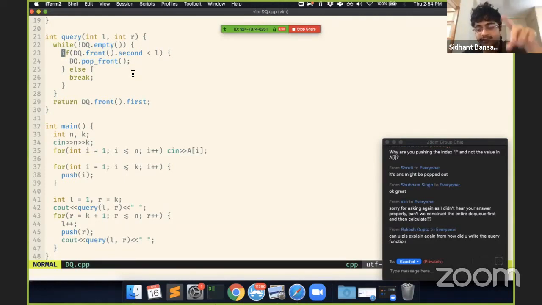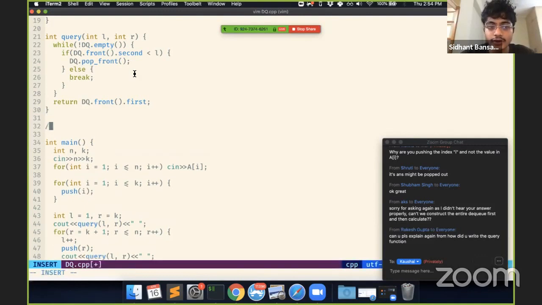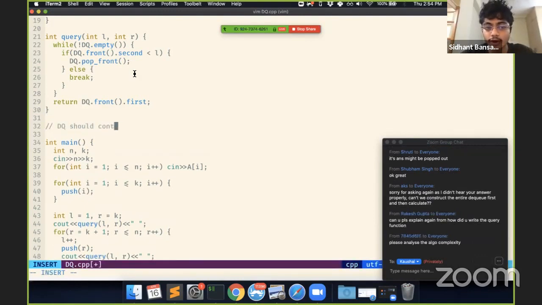Okay. So, no, you cannot construct the entire DQ first and then calculate. The main issue with that is that we are popping out stuff. So here we have this pop statement, which pretty much destroys what you're trying to do. It doesn't allow us to do what you are asking, that we construct the entire thing first and then do this. So what we want in our DQ at each step is that the DQ should contain only elements of the range L to R.